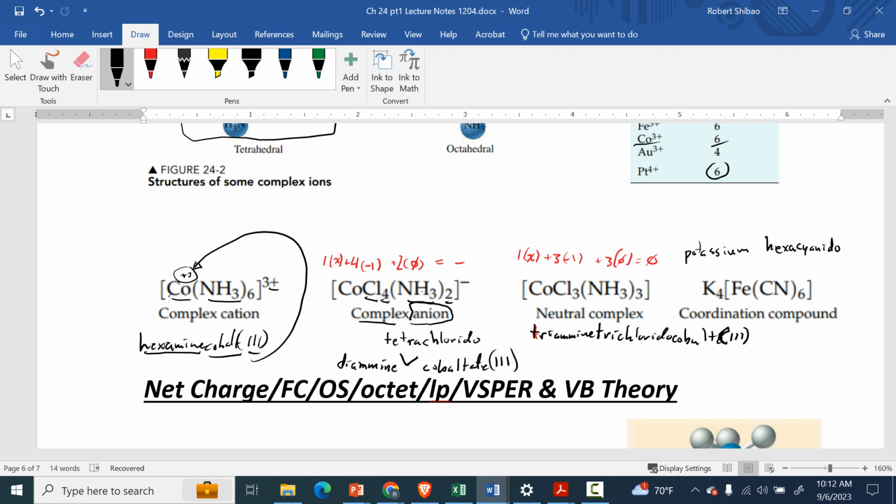And so should I call it iron(II)? Or should I call it ironate(II)? Or should I call it ferrate(II)? Ferrate. This is ferrate(II). And that thing is a 4- anion.